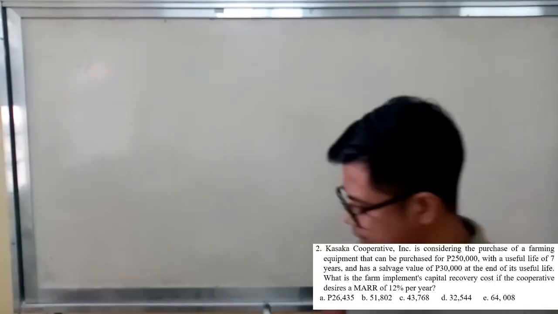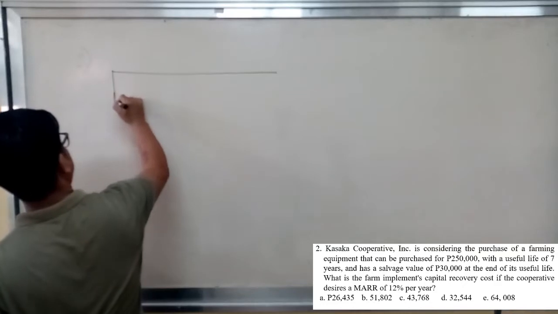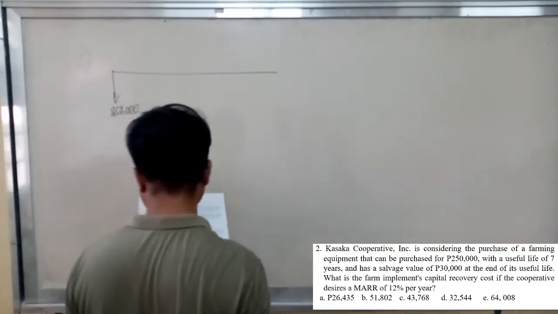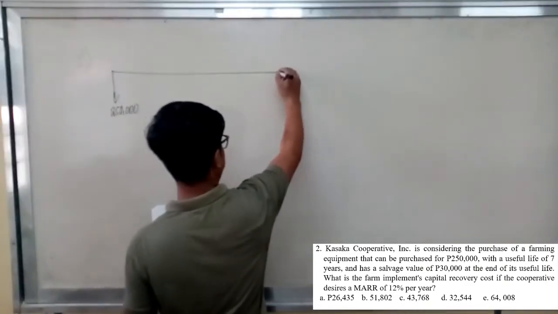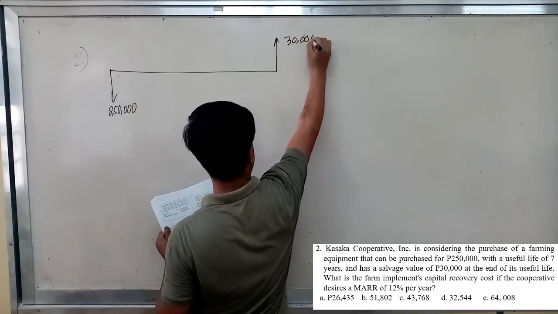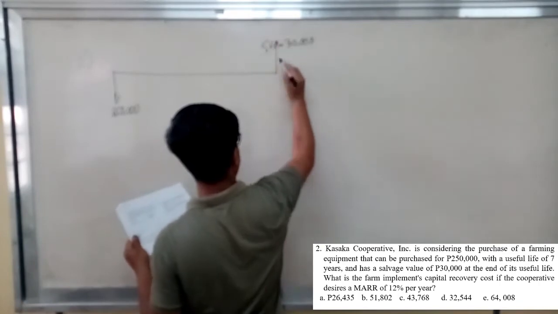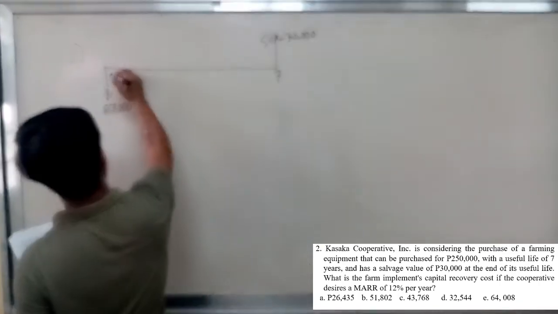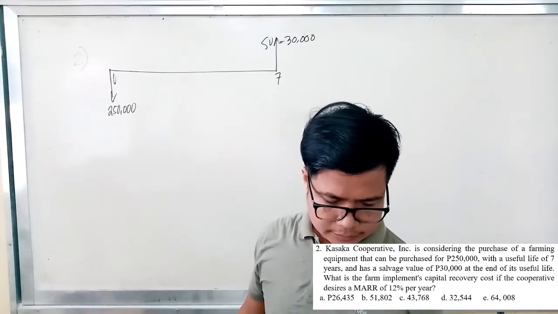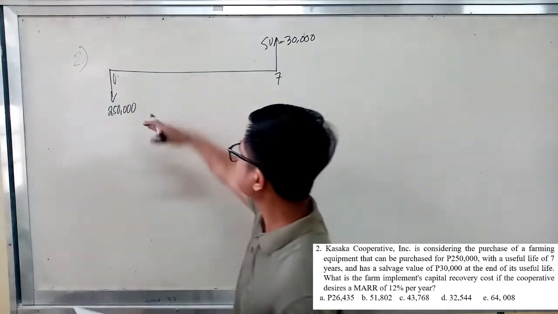So purchase price is 250,000. Okay? And useful life is 7 years. So 30,000 yung kanyang salvage value. So this is our salvage value. 7 years yun yan natin. So this is gift 0. Okay? And wala na. So wala siyang annual income pala.